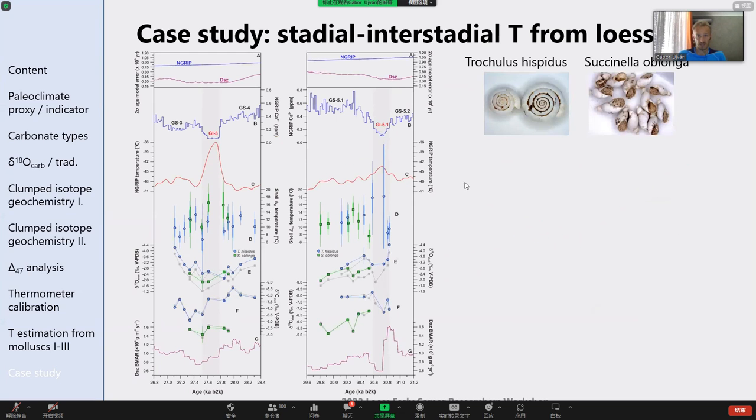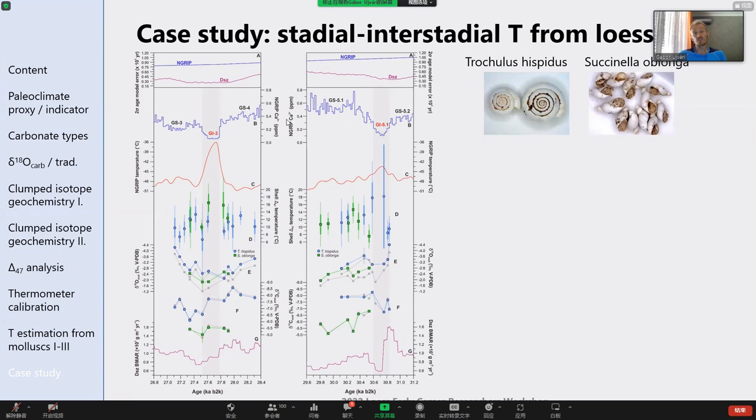And these are the results from these two species, Trochilus hispidus and Succinella oblonga. At the lower panels, you see the bulk mass accumulation rates calculated from the chronology. And we see two huge drops in the bulk mass accumulation rates, which match well these GI 5.1 and GI 3 phases. The match is not perfect, and this is first of all because of the chronological uncertainties. And here I would like to emphasize that we have an absolutely independent chronology from the North Grip ice core.